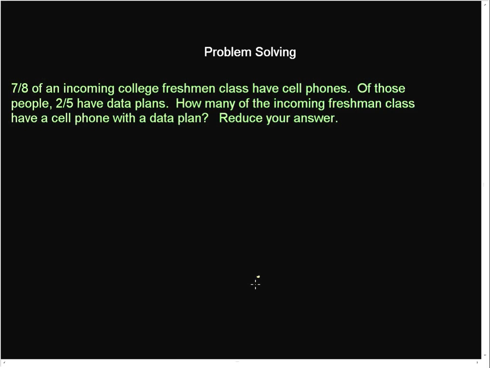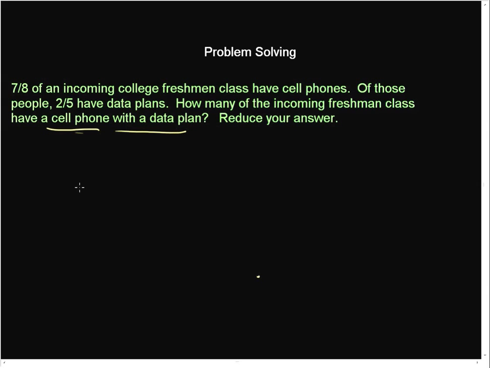The question is, how many of the incoming freshman class have a cell phone with a data plan? So they need to have both. Okay, I always start my problem solving with the question because that gets my brain thinking. And then I go back and read the problem. So I'm already thinking in my brain, cell phone with a data plan is probably going to mean I'm going to have to multiply.